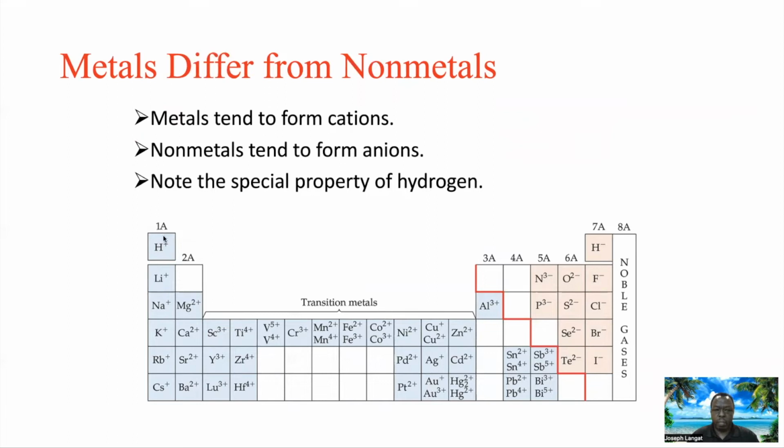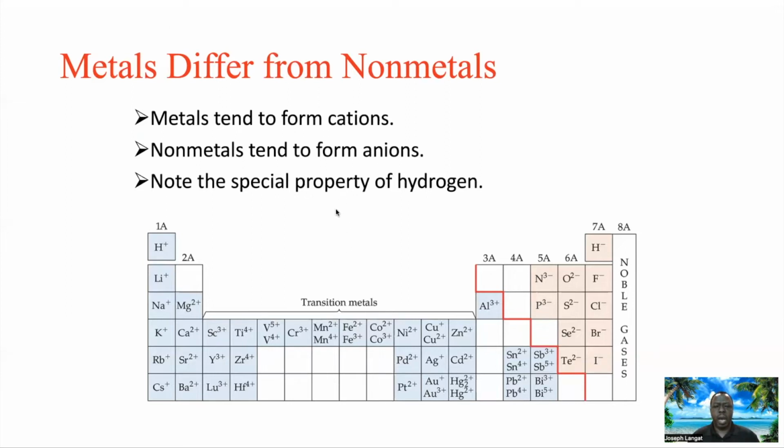Hydrogen can act as a metal, losing 1 valence electron to form a cation, like a metal. But when it reacts with metals, it reacts as a non-metal, such as in sodium hydride. It will accept an electron just like a non-metal. So hydrogen has a special property. It can react as a metal and it can react as a non-metal.